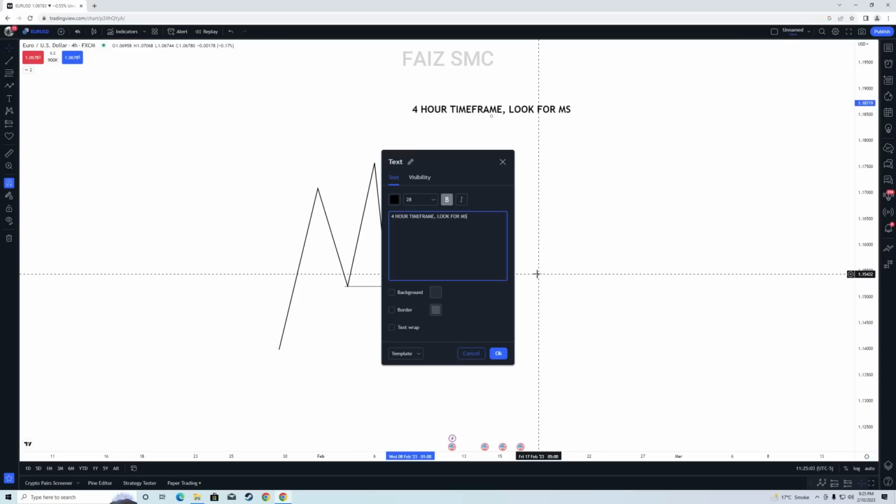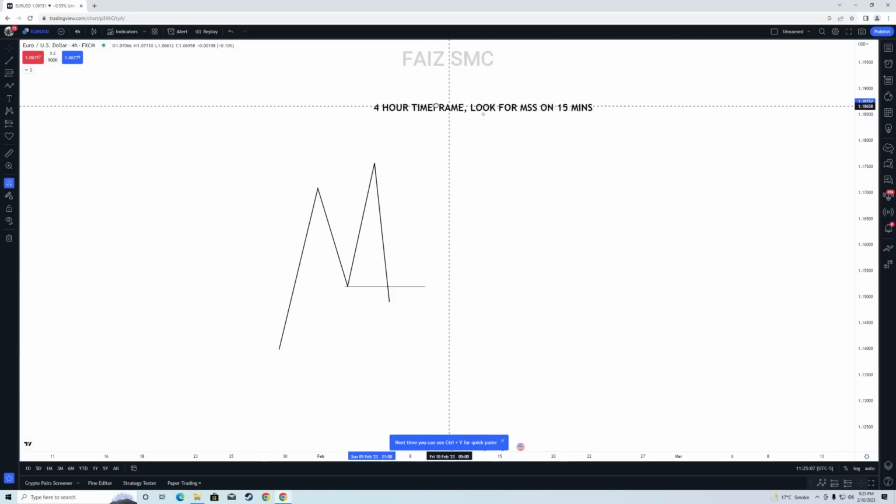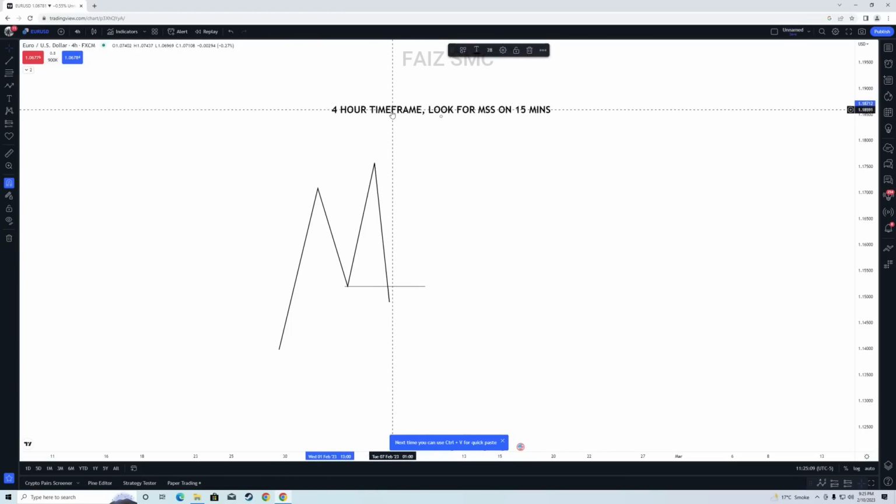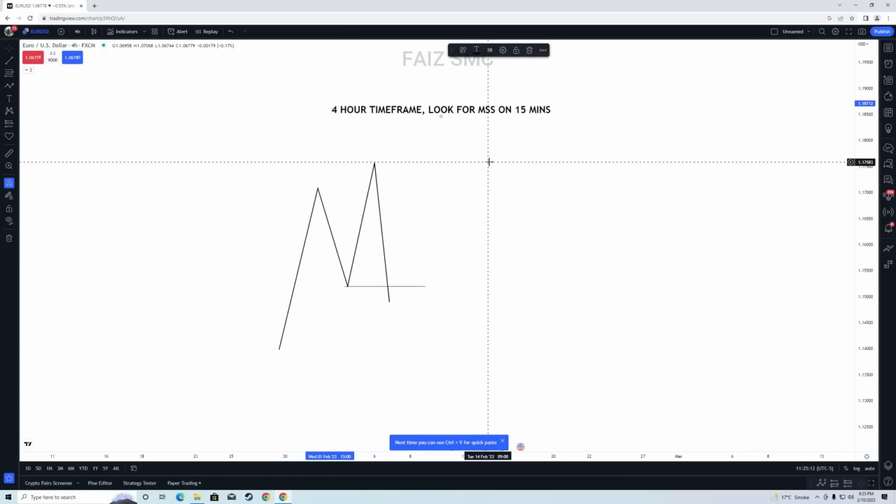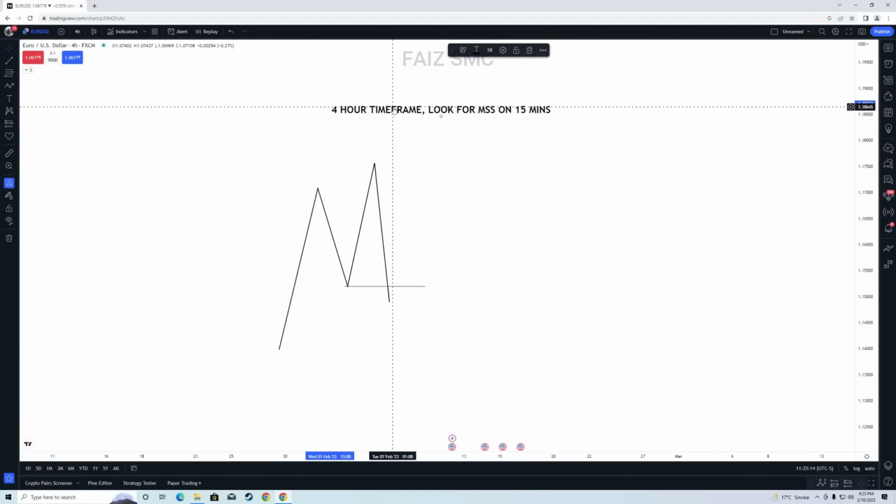Look for market structure shift on 15 minutes. I am only going to use this time frame, and I only use this time frame for this strategy. Actually, I use this time frame for most of my trading strategies. So I highly recommend that you forget about 5 minutes. You can look for entries and market structure shift on 15 minutes, but keep your focus on higher time frames like 4-hour, daily, weekly, if you want to become a profitable trader.